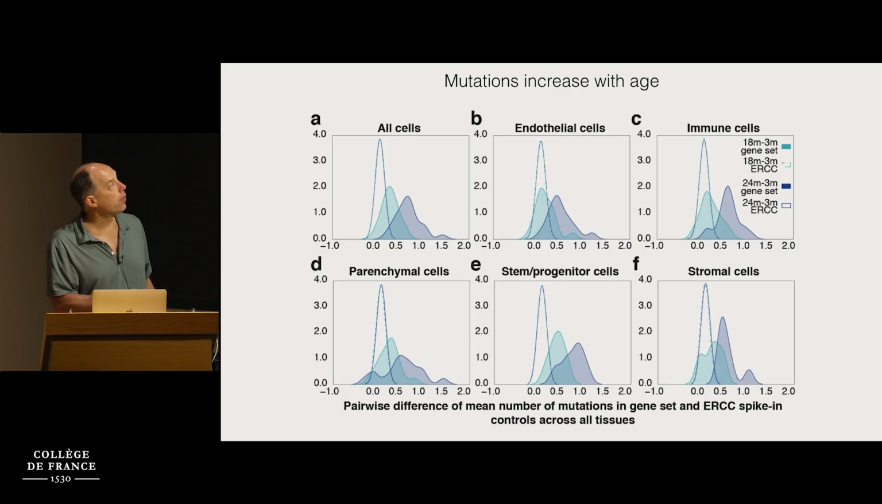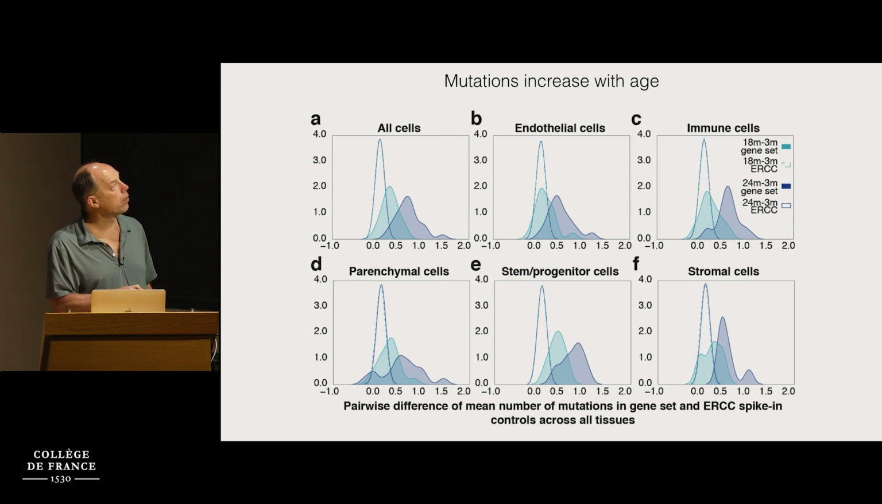And so these are different cell types. This is all the cells. This is broad different cell types. And we're looking at mutations relative to the 3-month-old mice. We looked at the 18-month-old and the 24-month. 30 is not here, but 24-month is also quite old. That's like an 80-year-old human, I think.